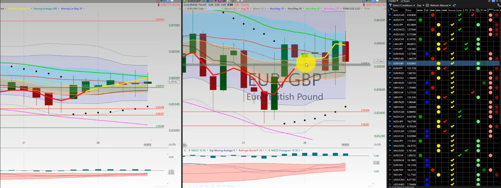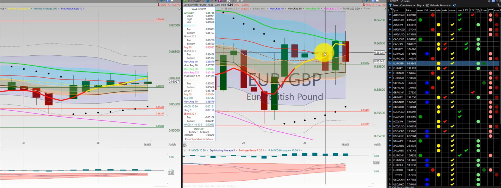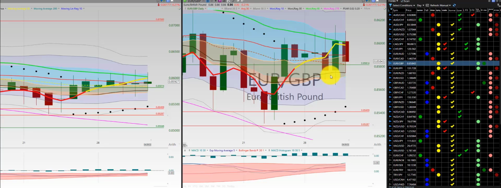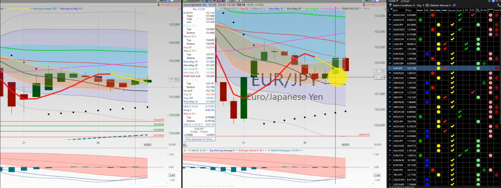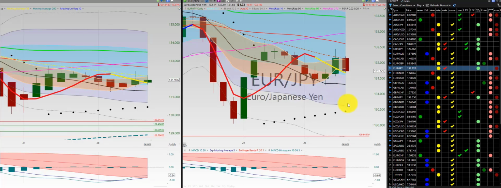Euro British Pound, initial trade here for a 1, 2 out at the RL90. Another initial trade here, out 1 indicator away at the RL10. No further trade, Heikin-Ashi below the RL10. Euro Japanese Yen, nice 1, 2, 3 punch out. Initial trade here, out for a loss on Friday.